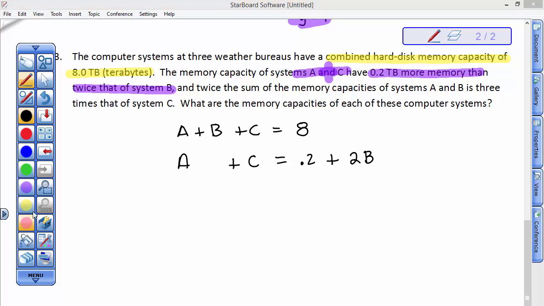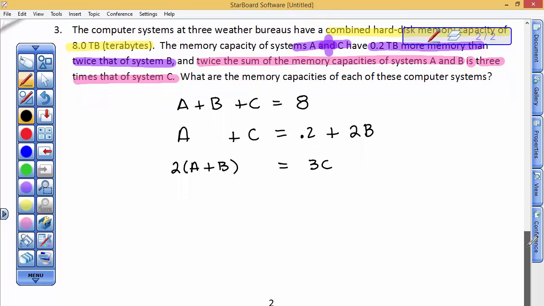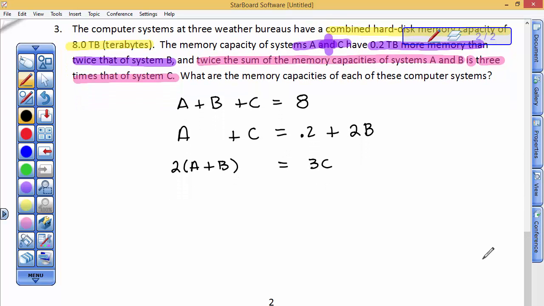And then finally, twice the sum of A and B is 3 times that of C. Twice the sum of A and B is 3 times that of C. So now I'm going to run out of space, so I'm going to have to clean these up fairly quickly. I should have written them off to the left. Let's go ahead and write it over here.